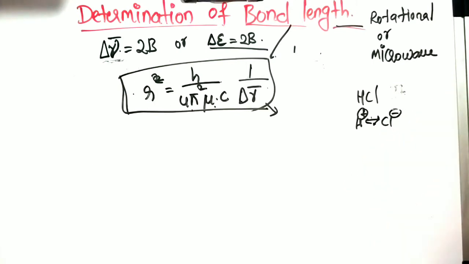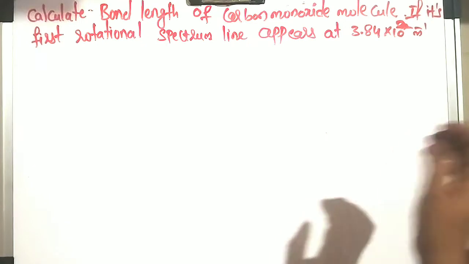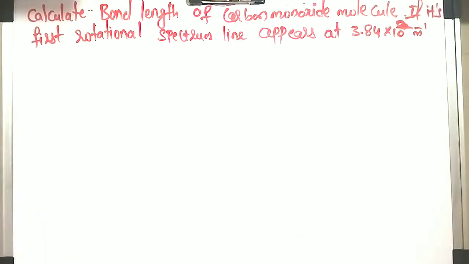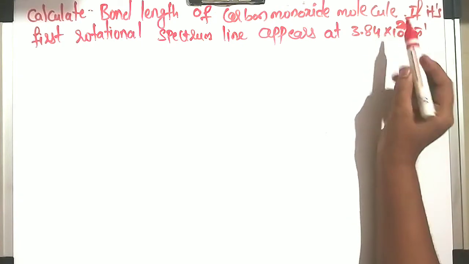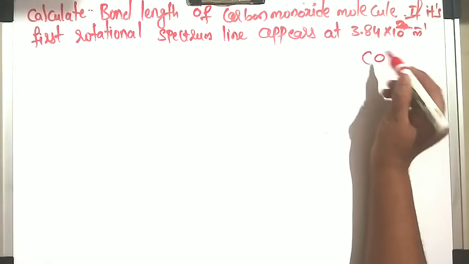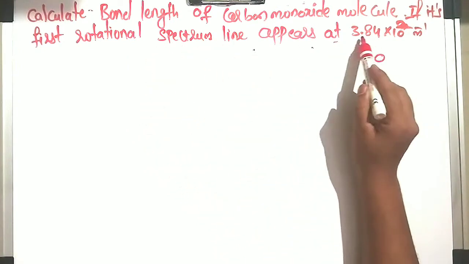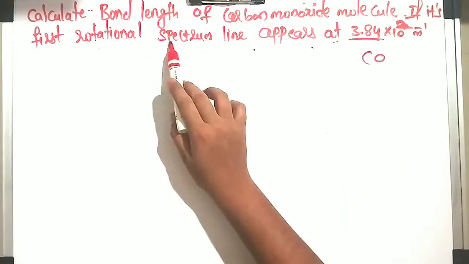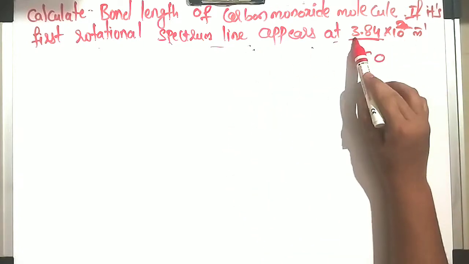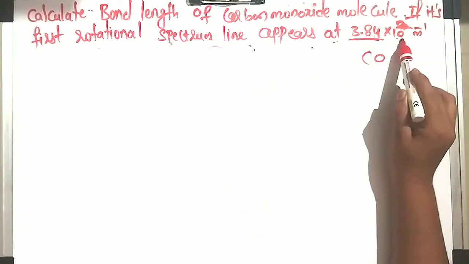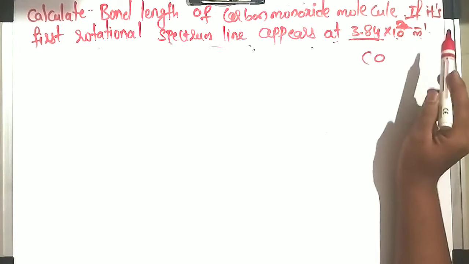The problem here is: calculate the bond length of carbon monoxide molecule, that is CO, if its first rotational spectrum line appears at 3.84 into 10 to the power of 2 meter inverse.